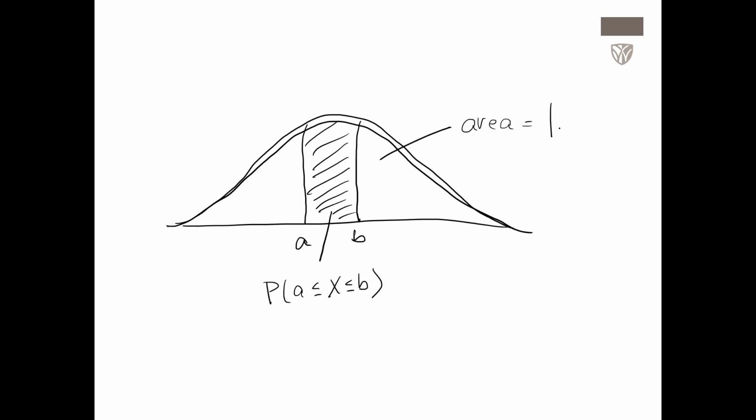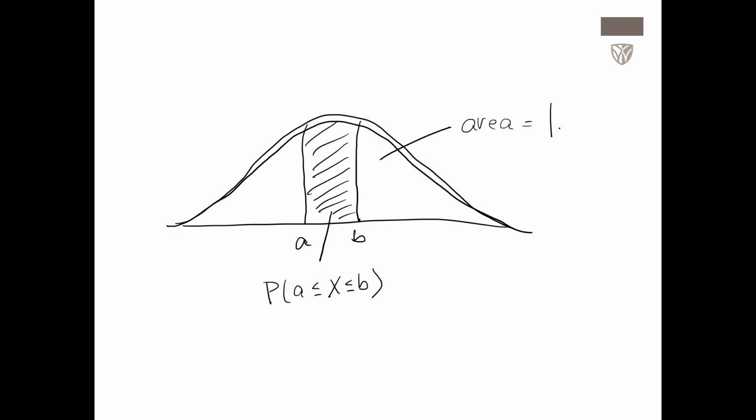Again, if you think about this, this is analogous to a discrete probability distribution where if you add up all of the probabilities, they have to add to 1. In this situation, if you look at the area under the entire curve, that would be the entire probability space. That area under the entire curve is equal to 1.